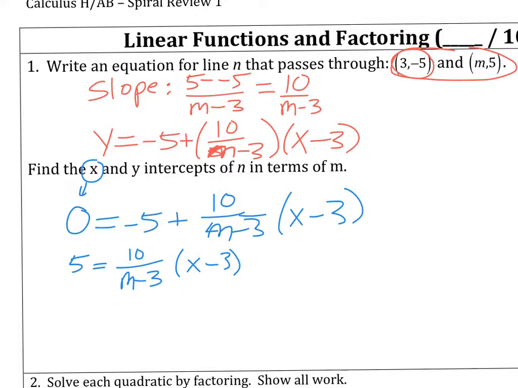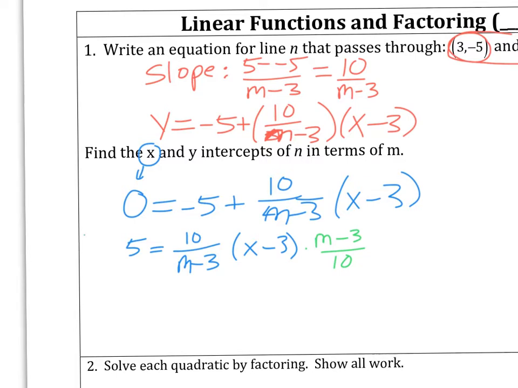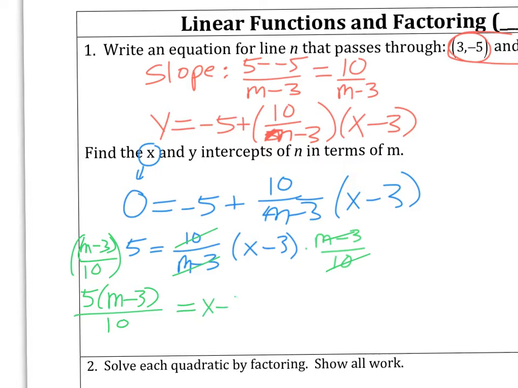Okay, getting this further, we might multiply by the reciprocal instead of 10 over m minus 3. We multiply this by m minus 3 over 10 on both sides. What that's going to do is on the right side cancel out, leave me with just x minus 3. So we get 5 times the quantity m minus 3 over 10 is equal to x minus 3.